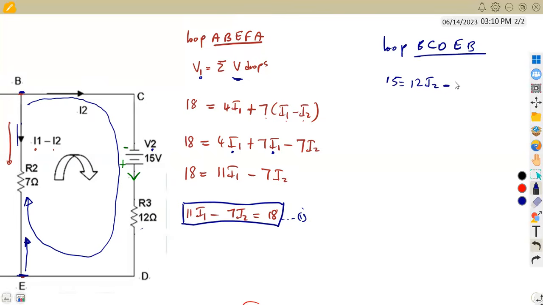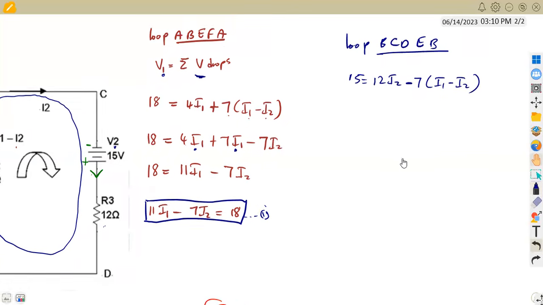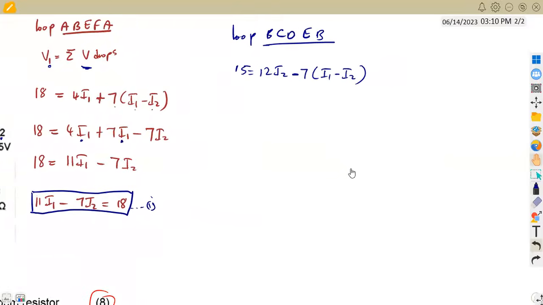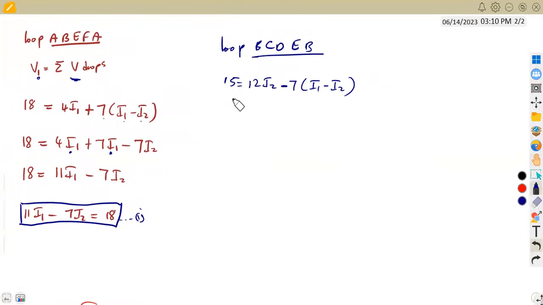So that's 7 ohms times the current, which is current I1 minus current I2. So this time, this is going to be a negative. So take note about this. All right. So anyways, let us combine and see what we're going to have. Because we've got our equations here, 15 is going to be equal to 12 I2, negative 7 times I1, that's negative 7 I1. Negative and negative here will be a positive 7 I2.